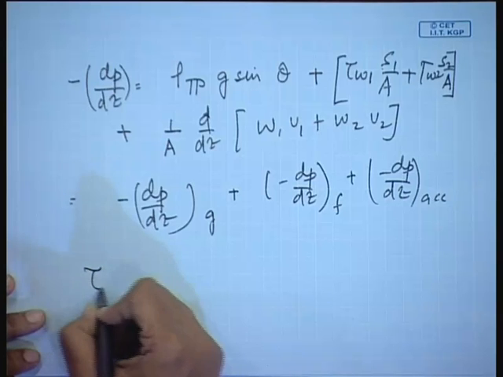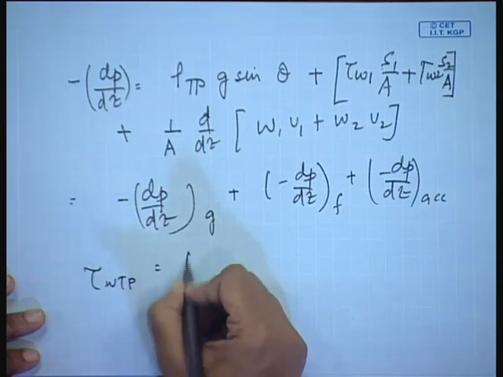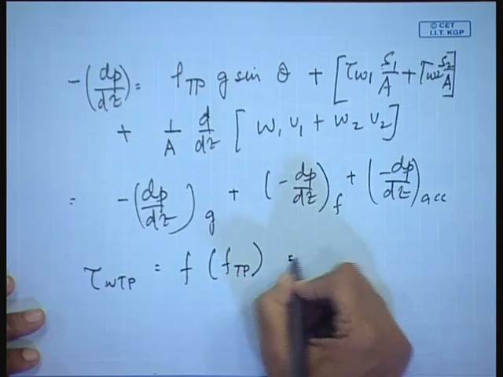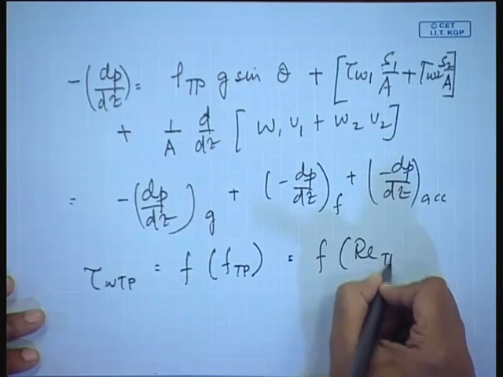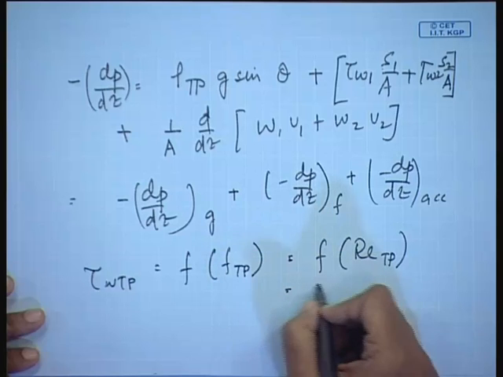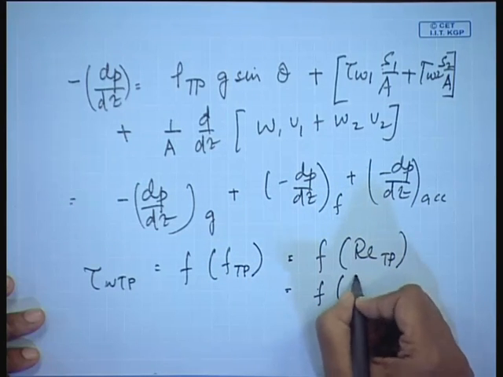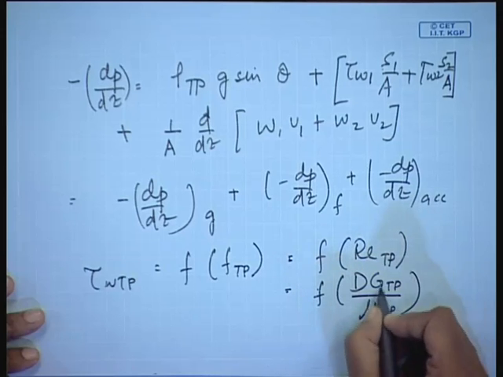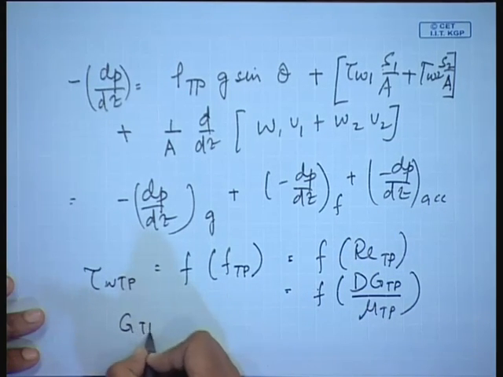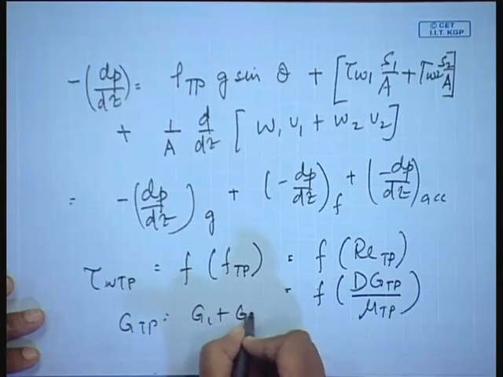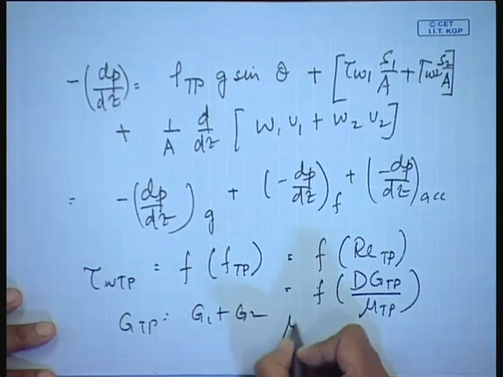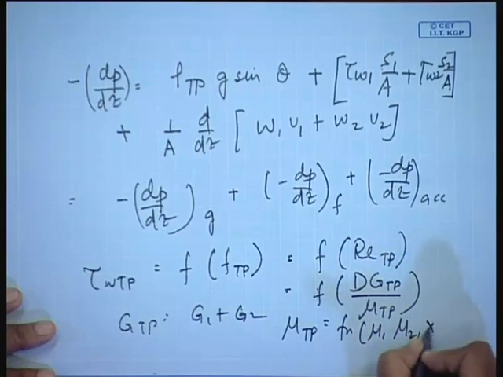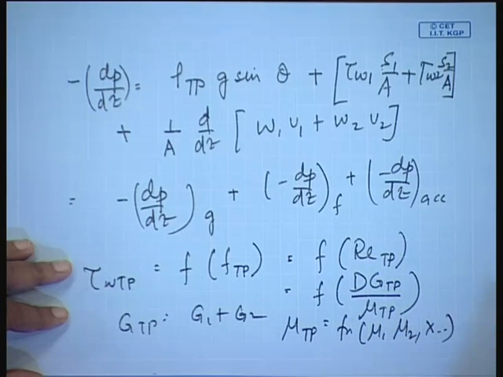So, there were certain things that we did. First thing which we did was tau WTP, which was a function of F two phase, which is in turn a function of Reynolds number two phase, and this Reynolds number was d GTP by mu TP. So, GTP was nothing but G1 plus G2. So, what we had to do was just find out mu TP as a function of mu1, mu2, x and so on, and we had to do it.